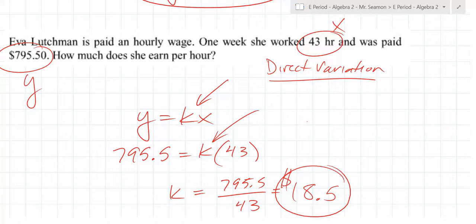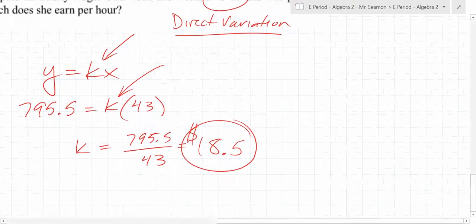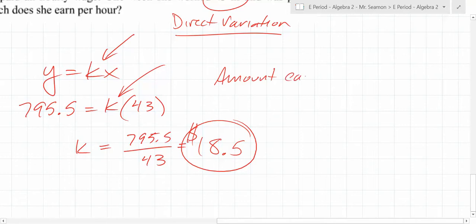795.5. So you're saying I could make 43y? You could, but if you did that, you would get a much smaller number, and it wouldn't be the hourly wage. So the 100% proper way to think about this would be the amount you earn is equal to what?